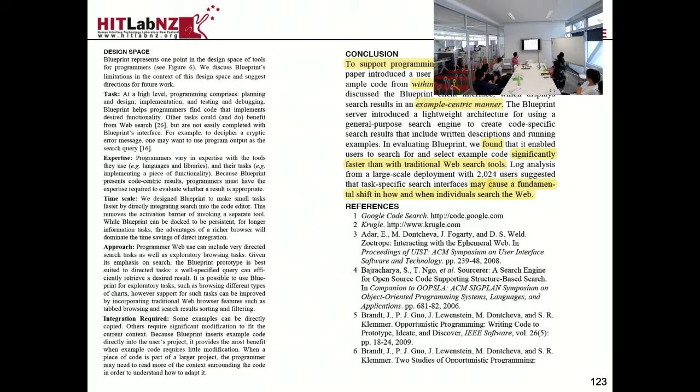And in the conclusion, he clearly mentioned that to support programming by example modification, he developed this system. And then they found that it was significantly faster than with a traditional web search tool. And he also mentioned his implication of why this happened.